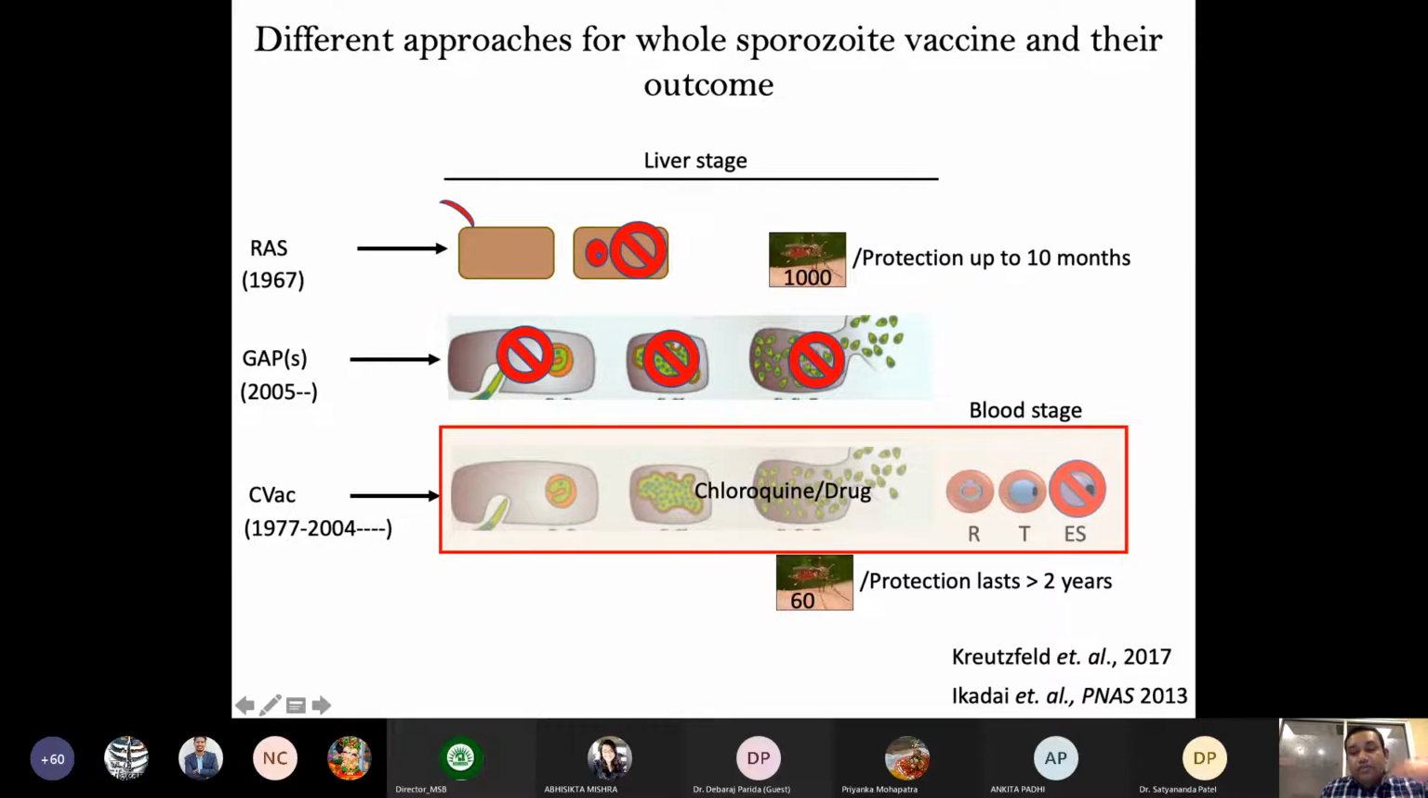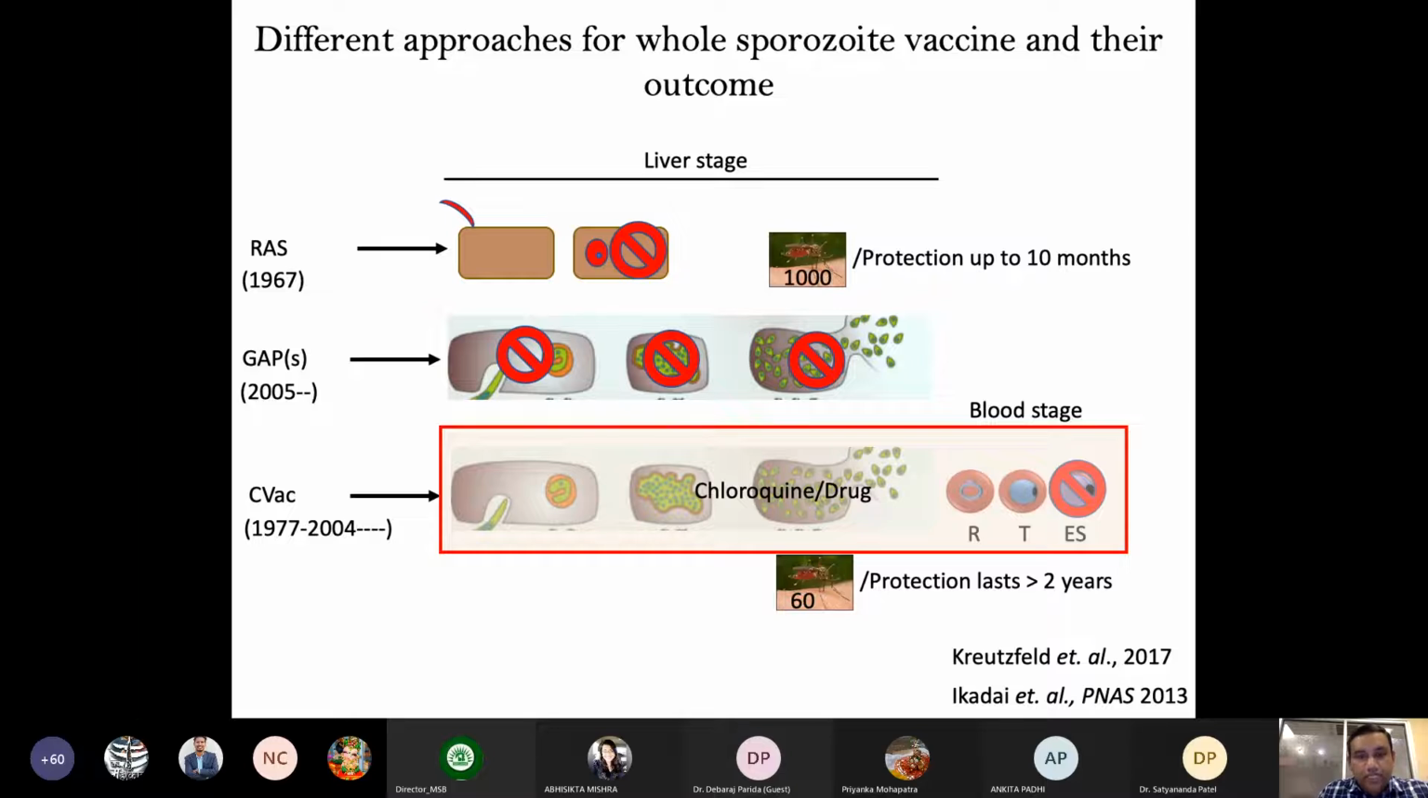So in this approach, what we have seen so far is it requires only 60 mosquito bites, unlike the RAS, where it is 1,000 mosquito bites. It requires only 60 mosquito bites, and the protection lasts for more than 2 years, which is highly encouraging. But still, the logistical challenge remains that you have to infect people with mosquito bites, and transporting infected mosquitoes for immunization is a big logistical problem. So you need to generate a different kind of approach.